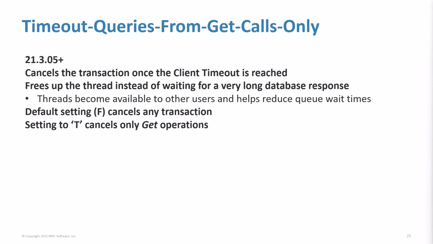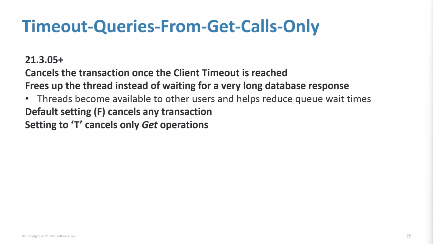If an API call takes longer than the client timeout, ARServer will cancel the transaction. This frees up the AR server thread instead of having it run for a very long time on an operation where the client has already been disconnected. The default setting for this parameter is false, which will cancel any API call that has passed the client timeout. You can optionally set this to true so that it only cancels GET or query types of operations.